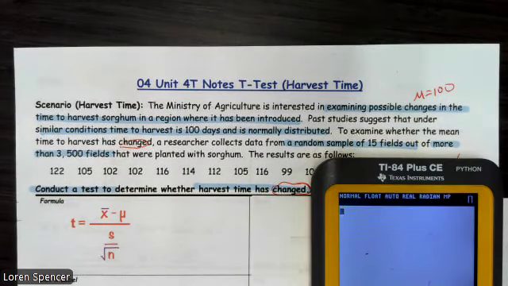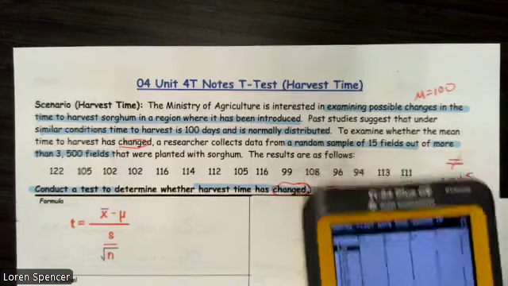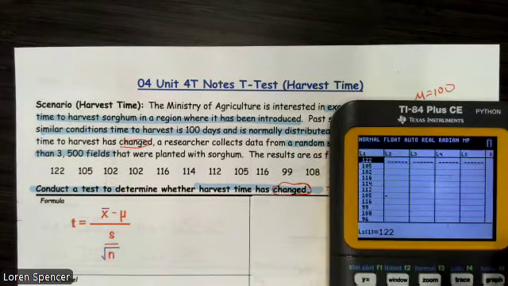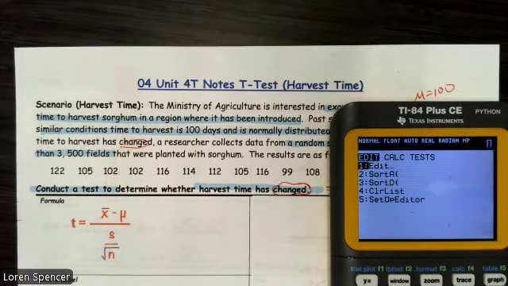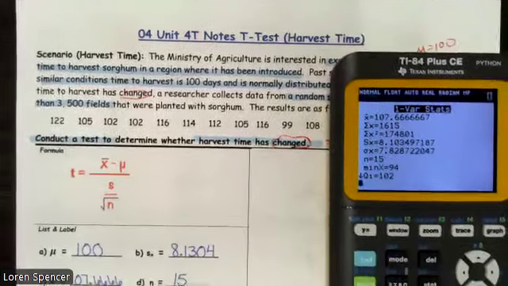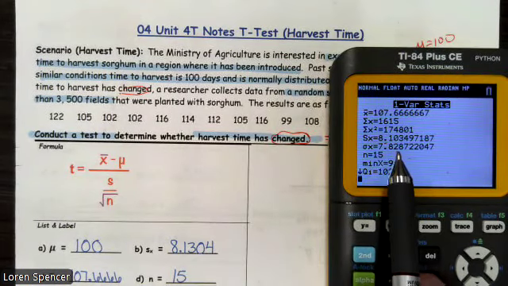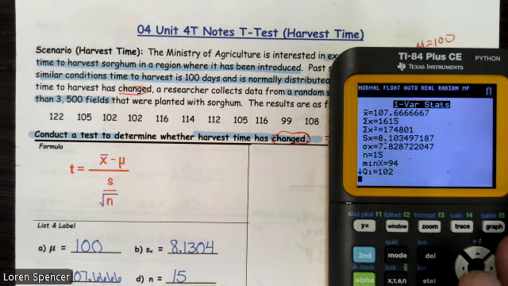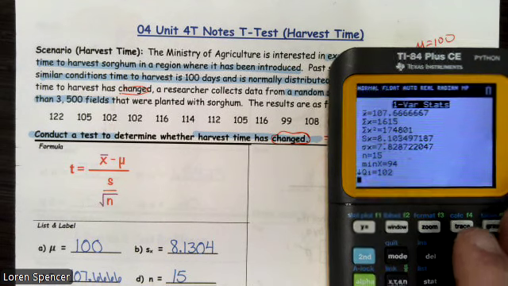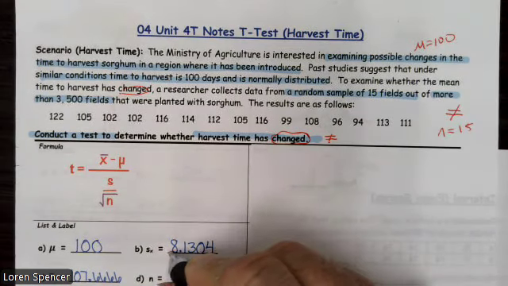I'm going to go ahead and enter that data into my calculator. So I have it all in stat edit. I went to stat edit, it's in L1, and then I went stat calc 1-var stat, and I get my sample mean of 107.666 and a sample standard deviation of 8.1034. Looks like we have a little bit of a typo here.